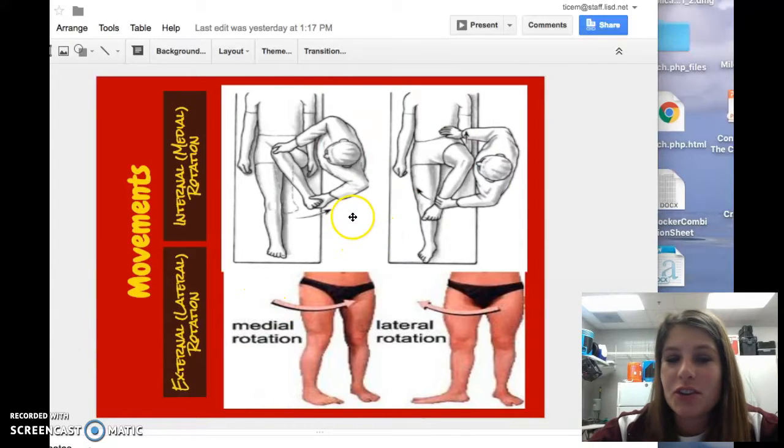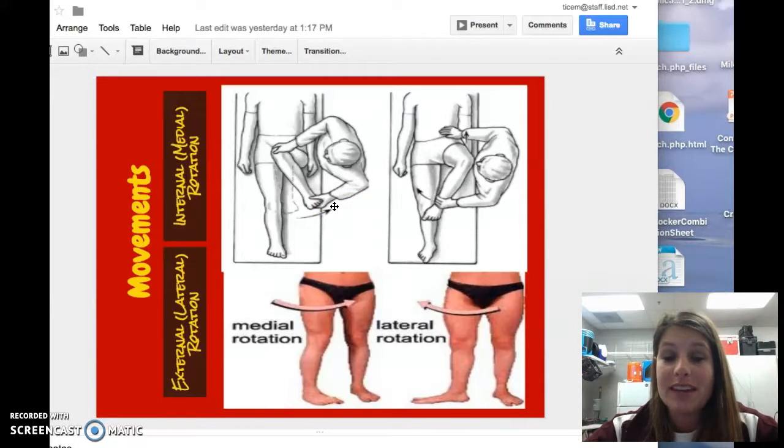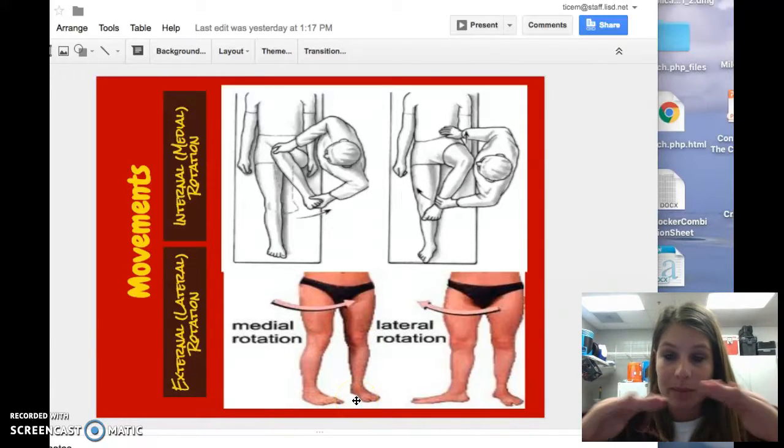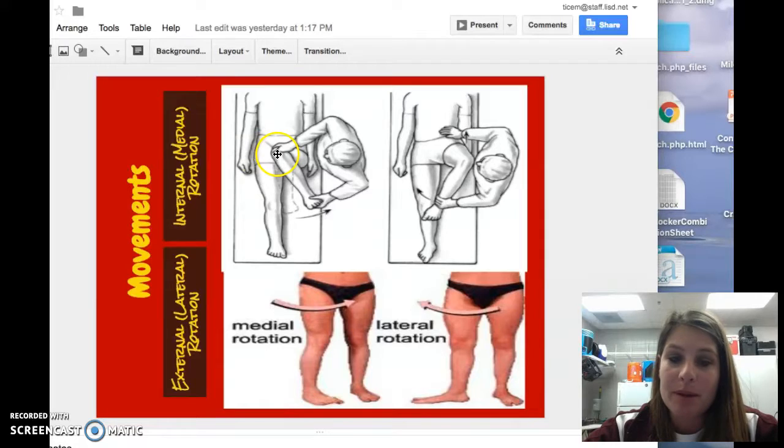This is what your internal rotation and your external rotation looks like. A big key is to look at which way the knee is facing. So in this picture right here, the kneecaps are facing inward, kind of like if the person was standing pigeon-toed. That would be medial or internal rotation. Same thing up here with this picture. The examiner has the patient's knee towards the midline. That is medial internal rotation.